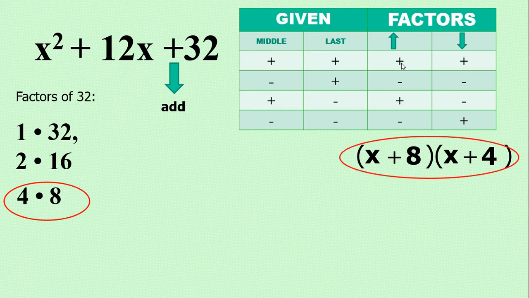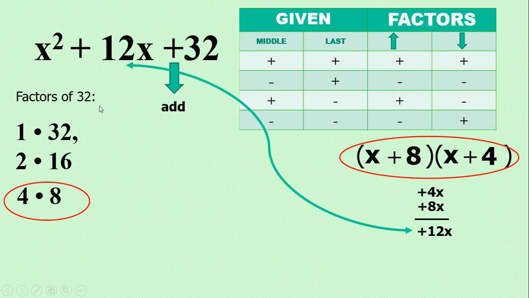If you're going to check, just multiply the outer x times 4, that is positive 4x, and then 8 times x, that is positive 8x. And to combine that, that will result to 12x, and that is our middle term. So our factors are correct.